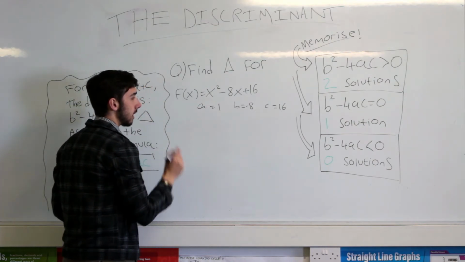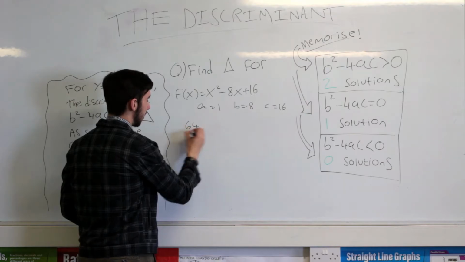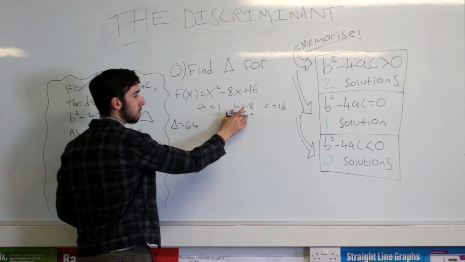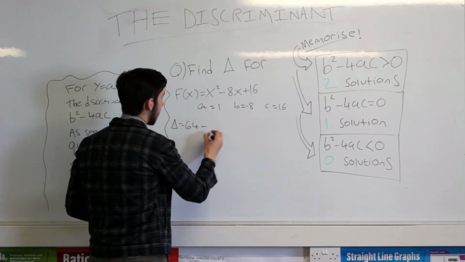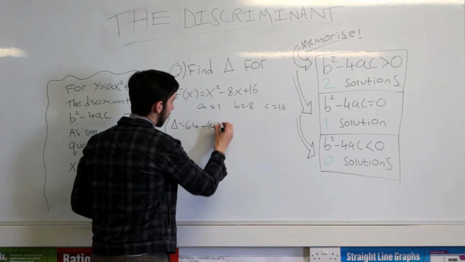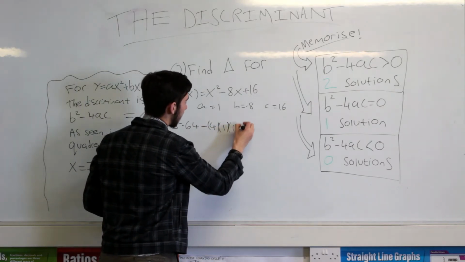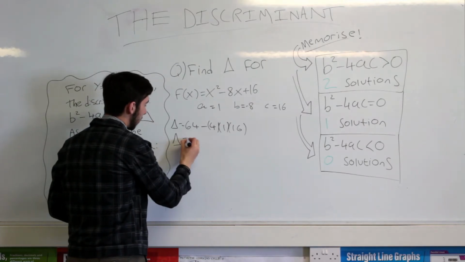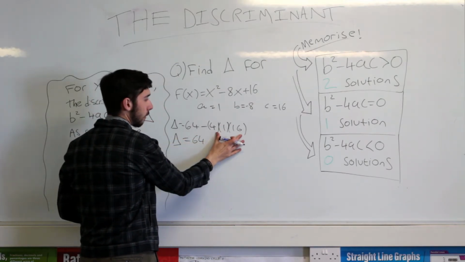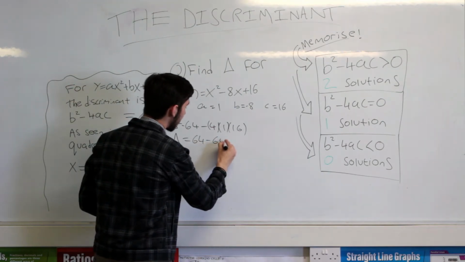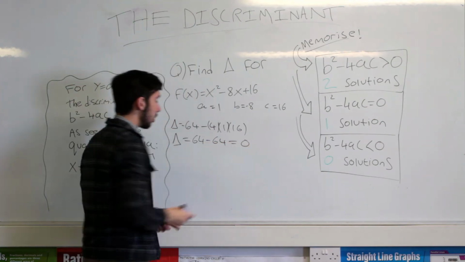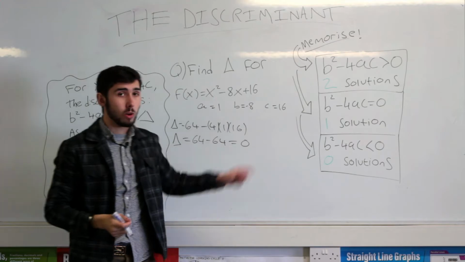Now, b squared minus 4ac. b squared, 64, yeah? So delta equals 64 because minus 8 squared is positive 64. Minus 4 times 1 times 16. 4 times 1 times 16 is 64. So it's 64 minus 64, which is 0. Which means the discriminant is 0.